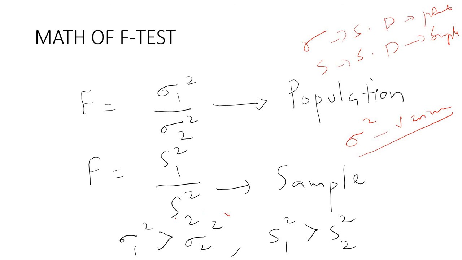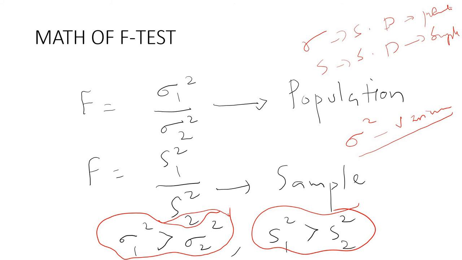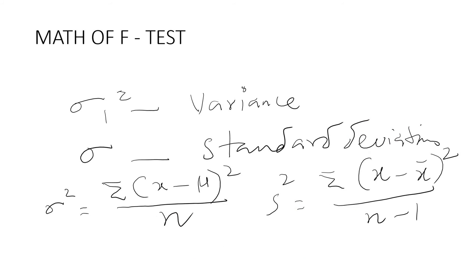One more point you need to understand here is that sigma 1 square should always be greater than sigma 2 square, and S1 square should always be greater than S2 square. So this is the math of the F-test. Sigma 1 is the standard deviation of the population, and S1 is the standard deviation of the sample.